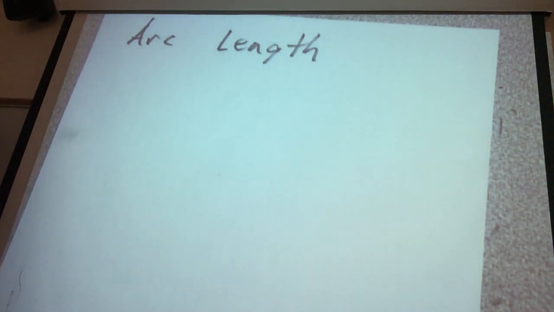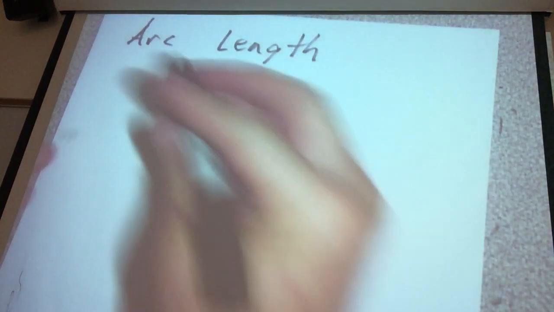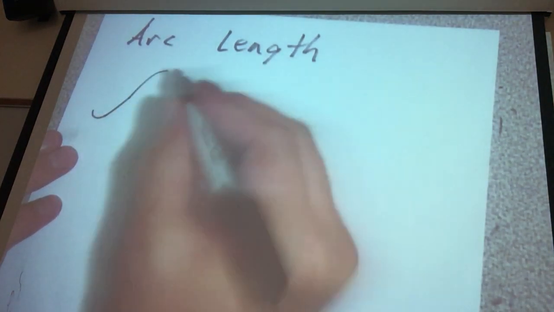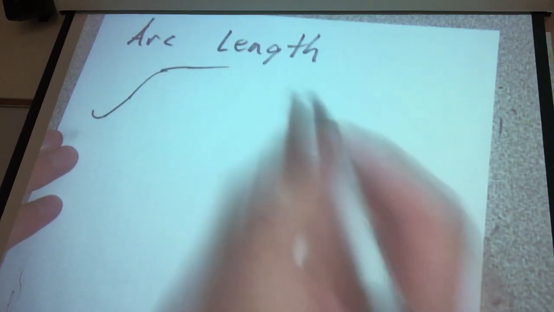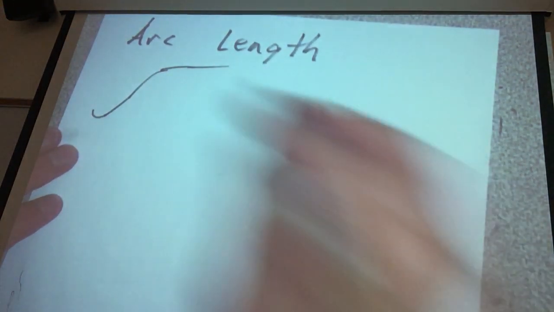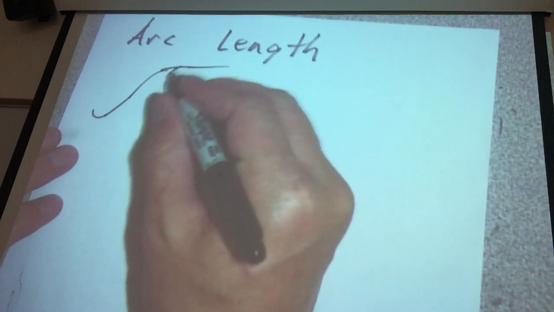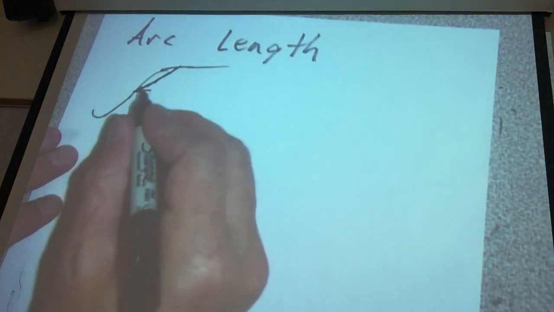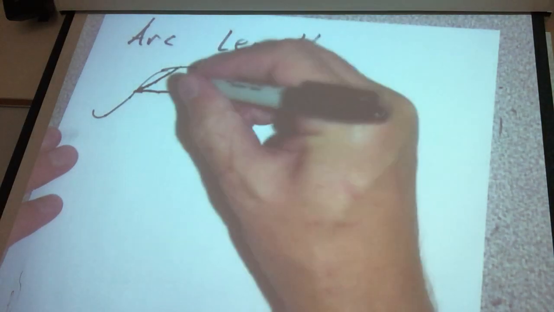Okay, now when going over arc length, so let's say we want to measure the length of a curve, okay? So we'll create some arbitrary curve right here. Okay, and let's assume that we want to approximate the length of this curve.